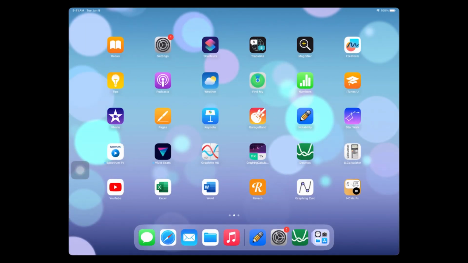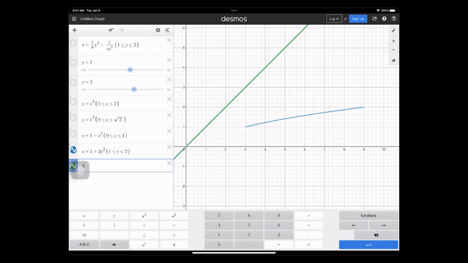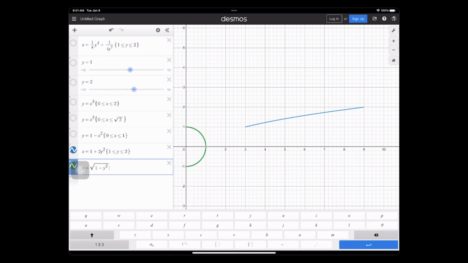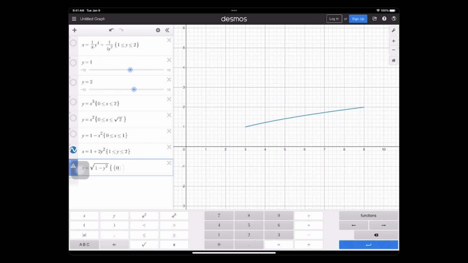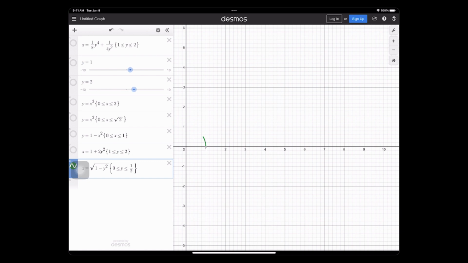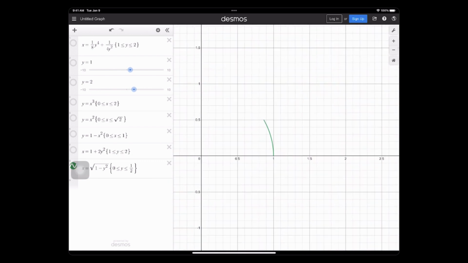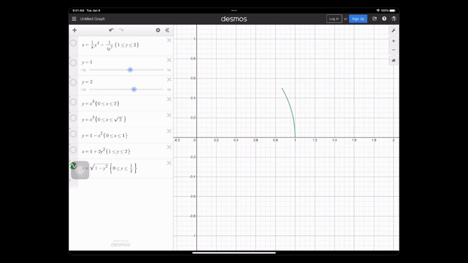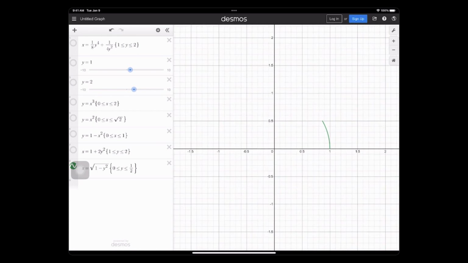Okay, so let's go back here and put this in Desmos and see what we have now. We have x equals square root 1 minus y squared. And I think we said, let's do the restricted domain again. We have 0 less than or equal to y less than or equal to 1/2. It's kind of weird. What happened? There we go. And this is rotated about the y-axis, right? So, okay.